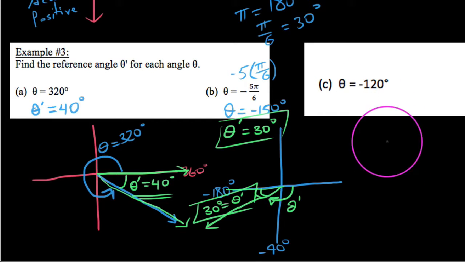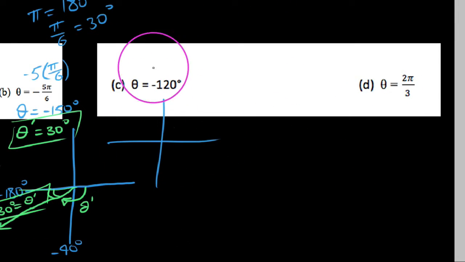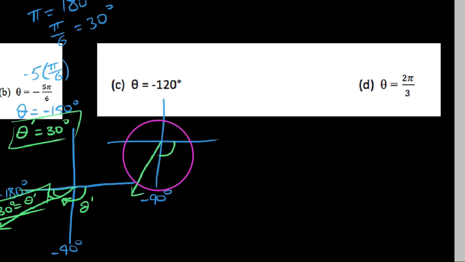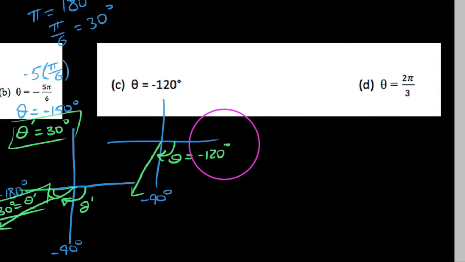Okay. Let's go ahead and finish these other two up here really quickly. We say negative 120. To get there, we go negative 90 degrees, and then I'd have to go like 30 degrees past this. So negative 120 degrees would be this angle right here. We'd say this is theta. It is negative 120 degrees.